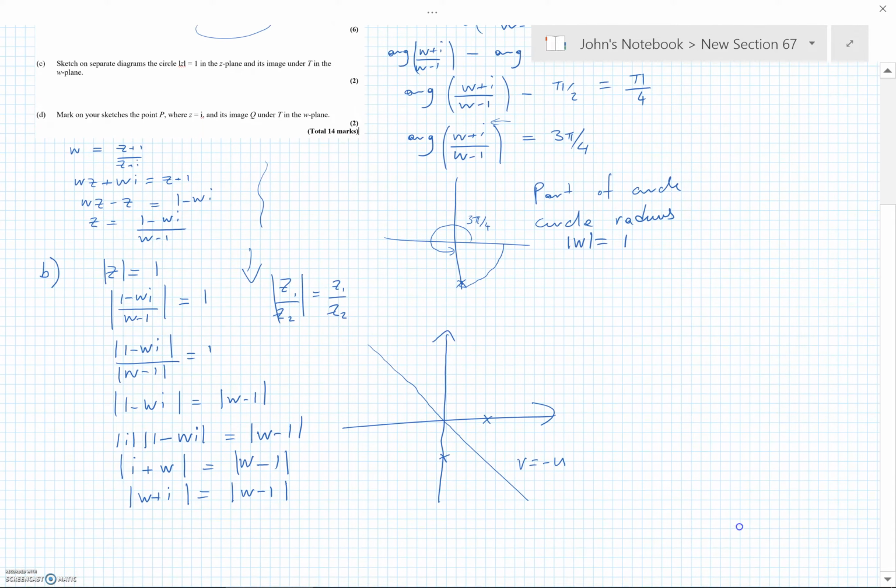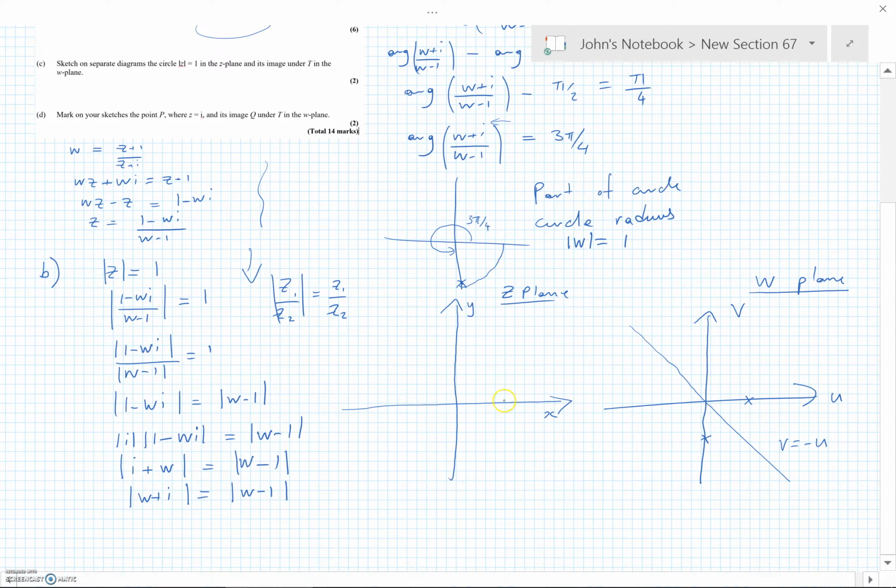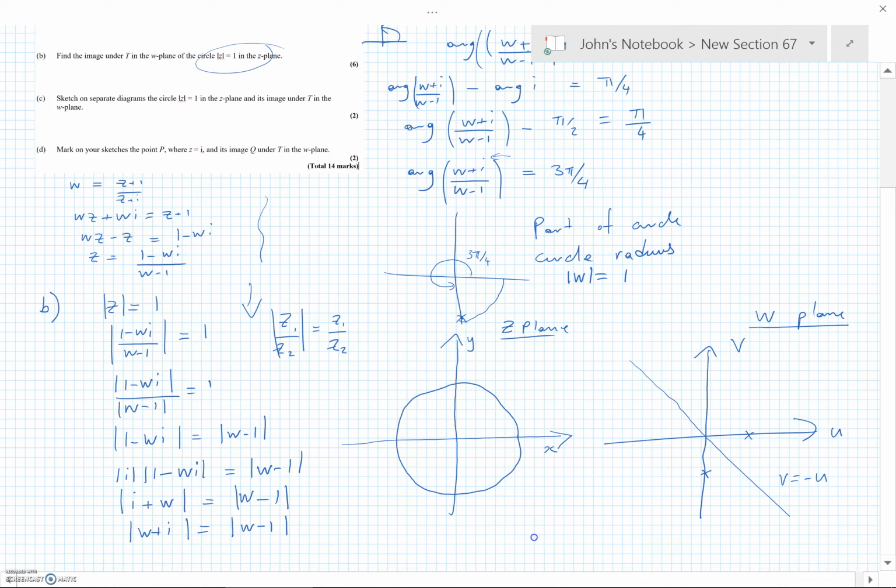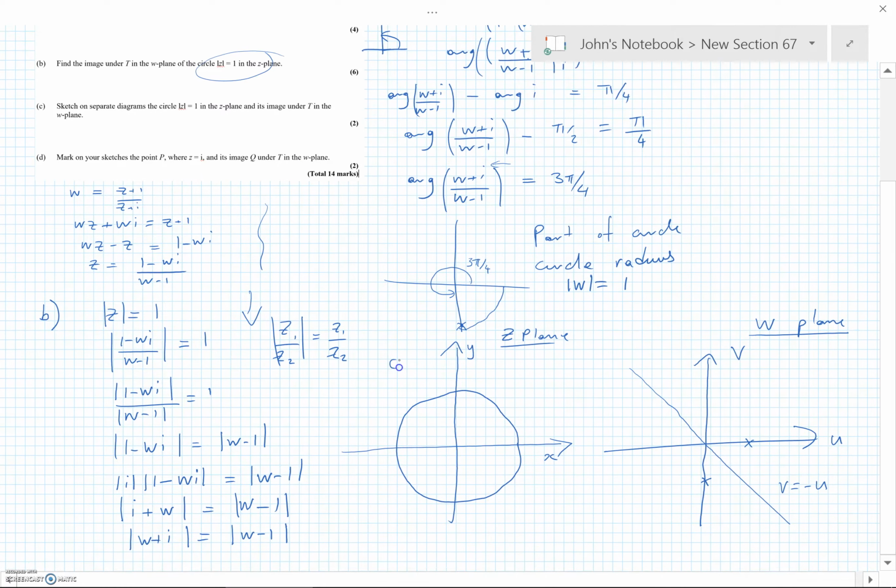Okay, so we're almost on part C here. So here's our Z plane and here's our W plane. We've already sketched the Z plane here, so for our W plane, so I meant the other way around, of course. We've actually sketched the image with the original locus. It's something like that, mod Z equals 1. So that's our kind of bonus mark for part C.